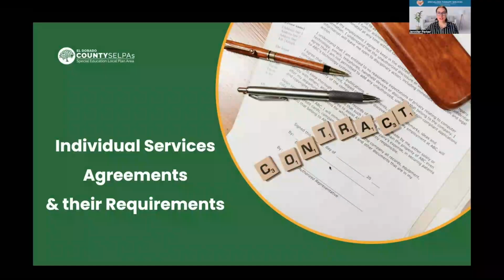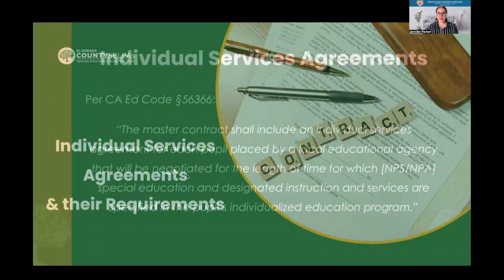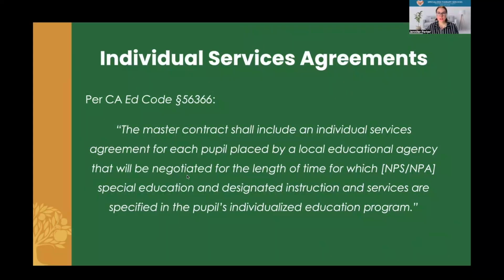Now let's discuss individual service agreements and their requirements. Per California Ed Code Section 56366, the master contract shall include an individual services agreement for each pupil placed by a local education agency that will be negotiated for the length of time for which the non-public school or agency's special education and designated instruction and services are specified in the pupil's individualized education program.